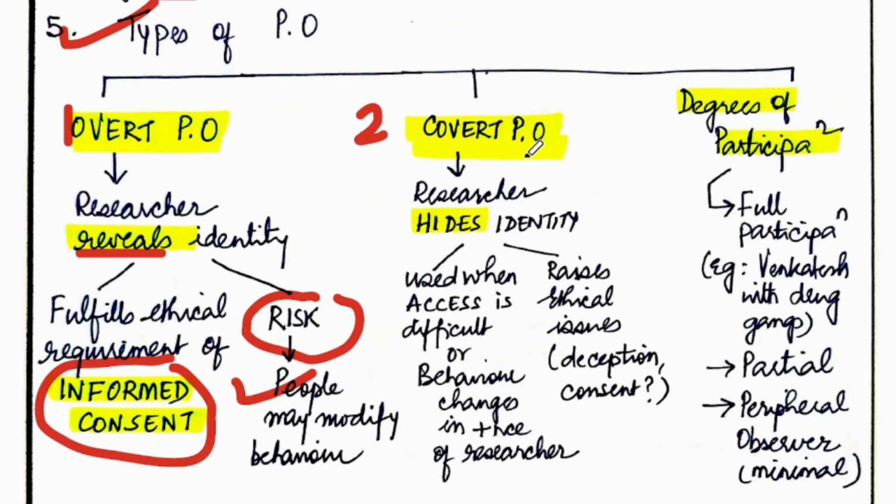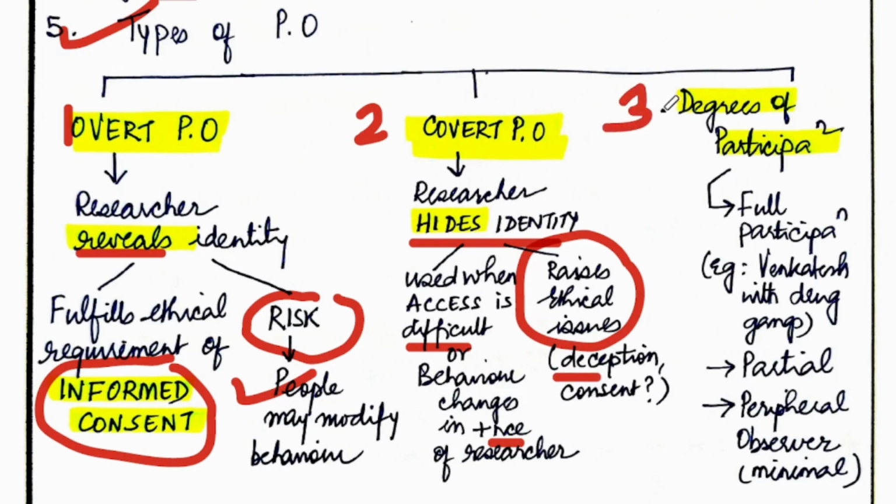Now second, covert participant observation. In covert participant observation, the researcher hides their identity. As the word covert suggests, the group does not know that they are being observed. So the advantage is that this method can be used when the access is difficult or the behavior changes in the presence of the researcher. However, this method raises a very important question of ethical issues, especially the issue of deception, because informed consent has not been taken.